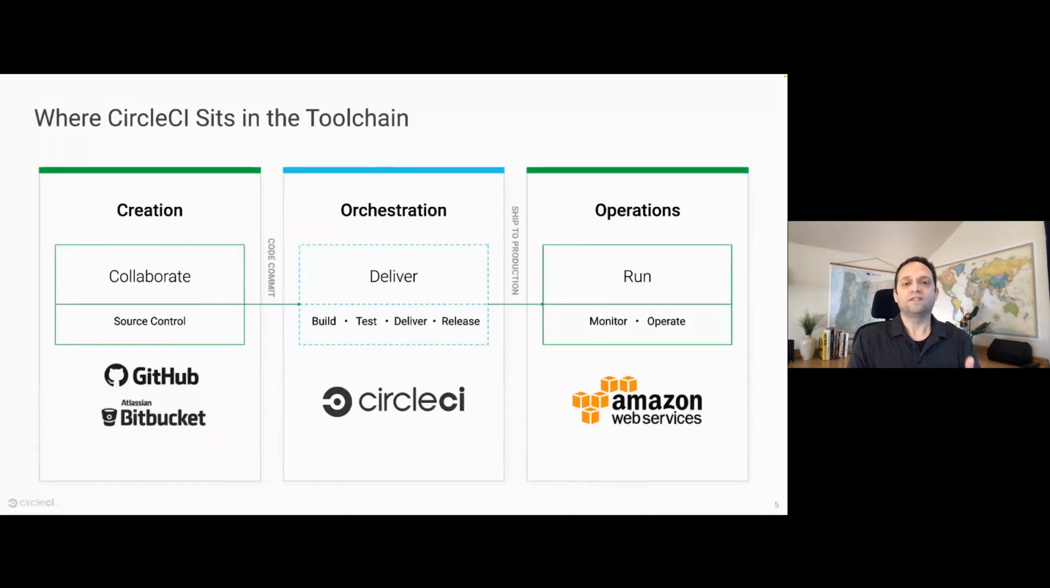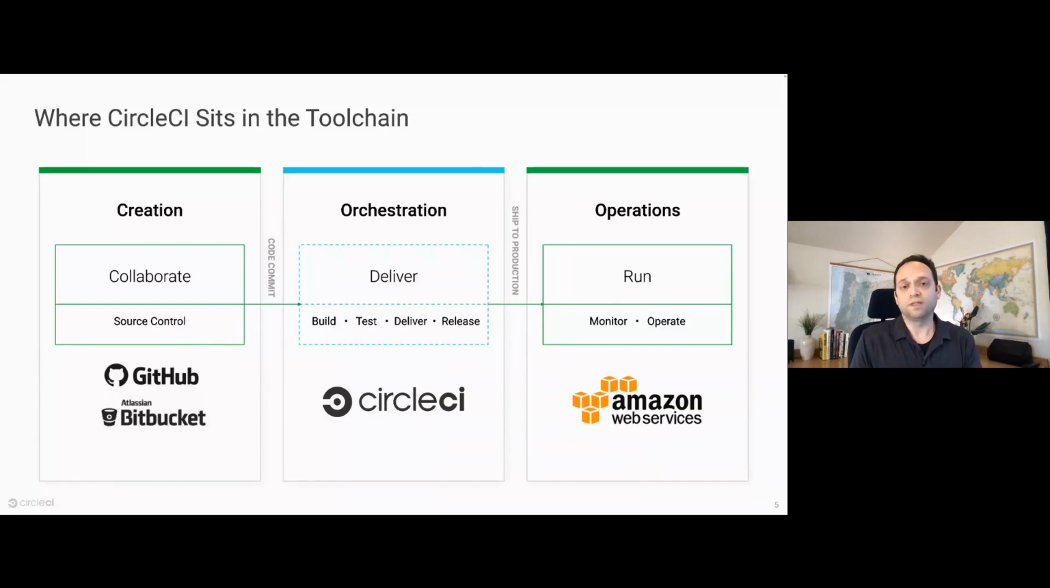So where do we sit in the tool chain? In typical development cycles, you have your creation phase, an orchestration phase, which is pulling together all those artifacts for your actual deliverable, and finally an operation stage for moving things into production. We sit right in the middle. In the beginning, when you're creating your product, you're collaborating, writing source, and storing that in places like GitHub or Bitbucket. CircleCI sits there monitoring those repositories, looking for updates and your commits to begin kicking off a pipeline.